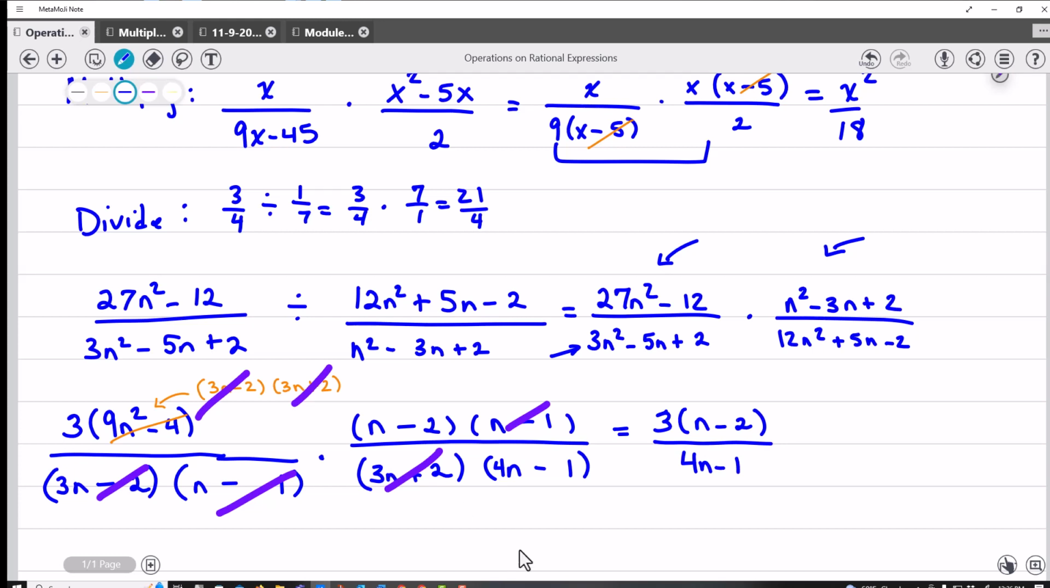So as you can see, rational expressions are going to take you back to factoring. And I have some other videos as well with more and more examples. It just takes lots of practice, but as you can see, get that factoring down.